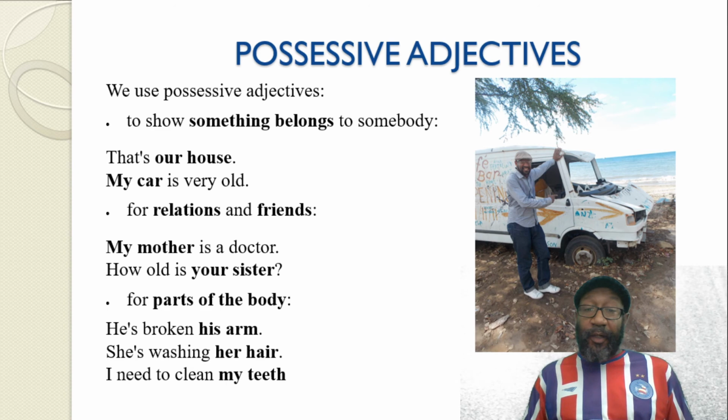Pay attention to the pronunciation of her and hair. Her, hair. You can train it to get good at it. I need to clean my teeth. So here we also use the possessive adjectives to relate it to something that belongs to somebody.